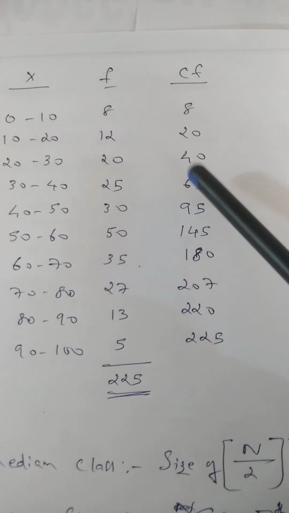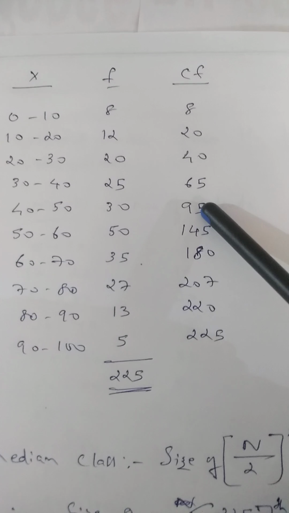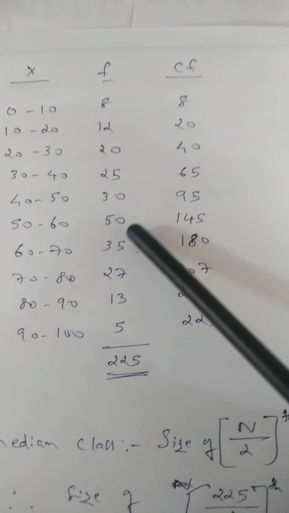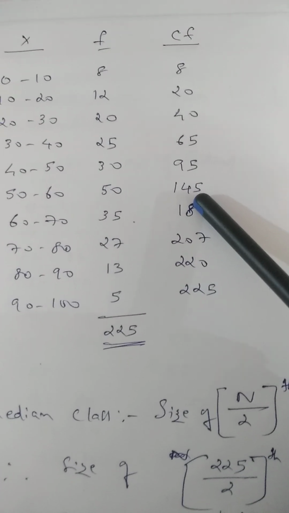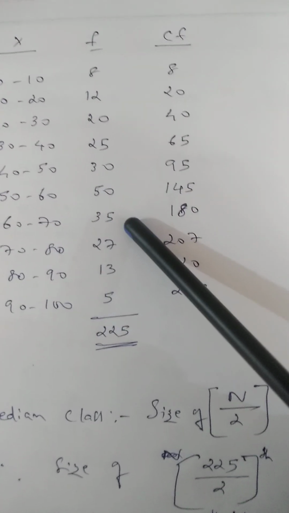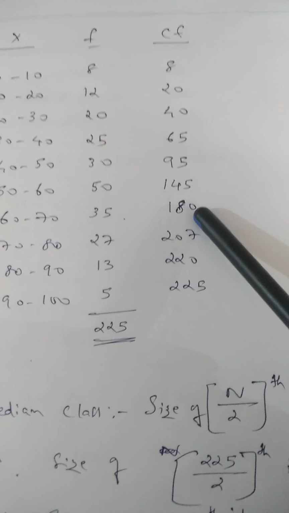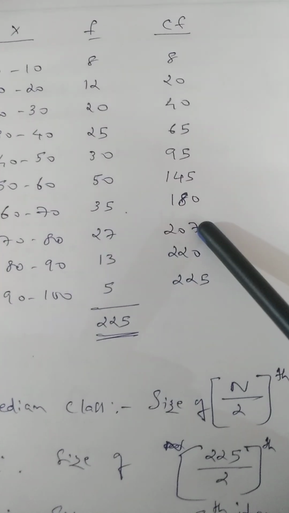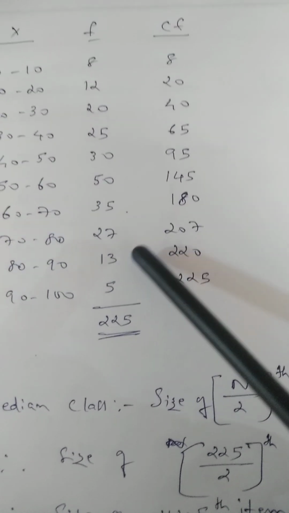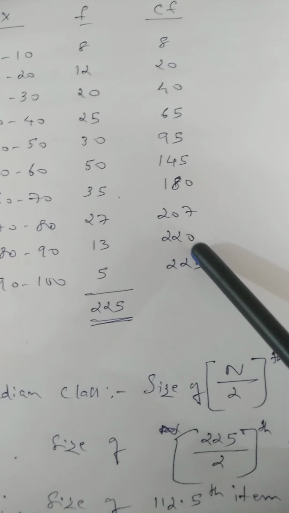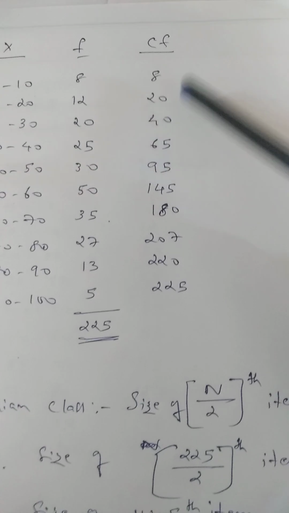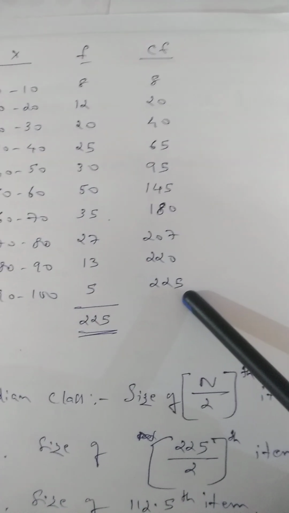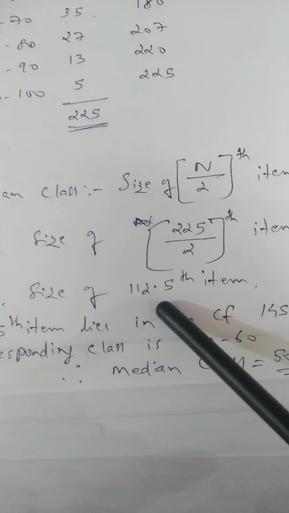And the 65 plus next frequency 30, 95. 95 plus 50, which is the next frequency, 145. 145 plus next frequency 35, 180. 180 plus 27, 207. 207 plus 13, 220. Then 220 plus 5, 225. In this way, we constructed the cumulative frequency column. Okay. Now come to this value, size of 112.5th item.